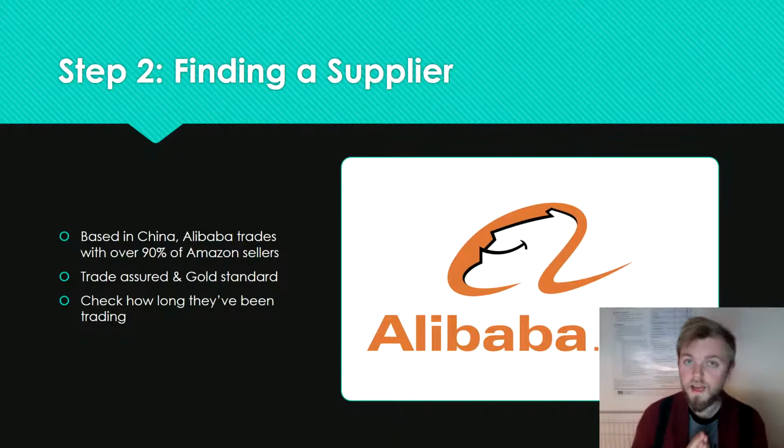When you're on Alibaba, you're going to want to make sure that the supplier you're trying to do business with is trade assured and gold standard. And alongside those two things, you're also going to want to check the company history. How long has the company been in business? There are some suppliers I've seen at 11 years. I think 11 is the highest I've seen.